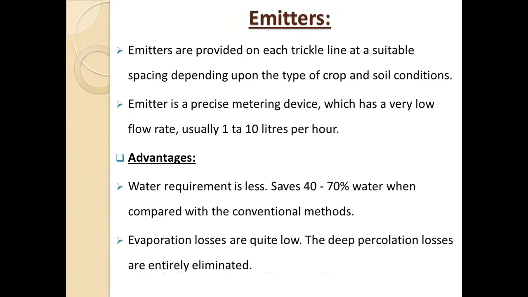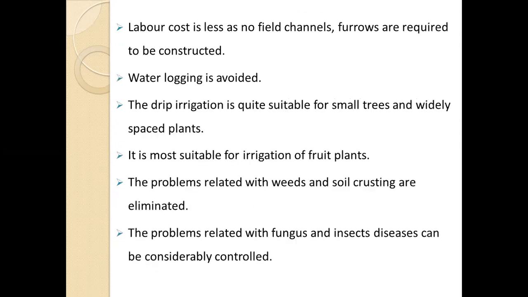Next is the emitter. Emitters are provided on each trickle line at a suitable spacing, which mainly depends on the type of crop and soil condition. This emitter has a very low flow rate, usually 1 to 10 liters per hour, right. The advantages are that the water requirement is less, say 40 to 70% of water compared with all conventional methods. Evaporation losses are quite low. Deep percolation losses are entirely eliminated.